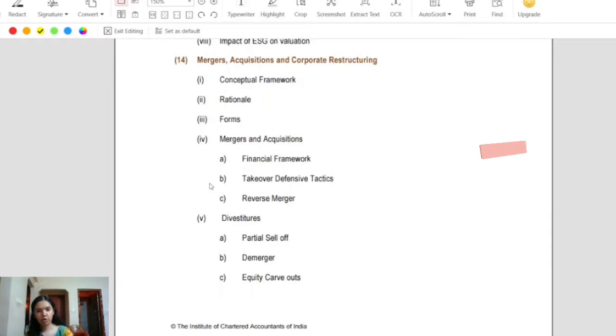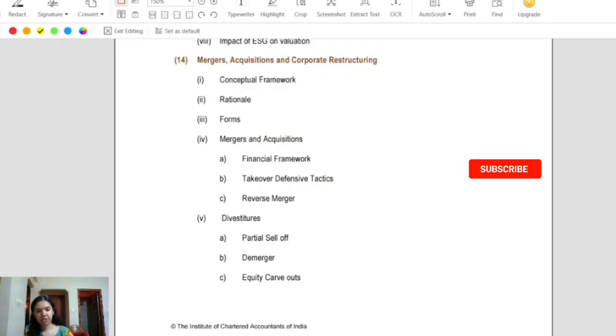Next, moving ahead to chapter number 14, mergers, acquisition and corporate restructuring. This area is highly relevant because it involves multiple aspects such as corporate law compliance, tax implications and financial evaluation. For instance, during an acquisition, it is essential to determine how many shares should be issued and whether cash consideration should be paid. The topic also covers financial due diligence and valuation, both of which are critical for making sound business decisions. Another key concept here is special purpose acquisition companies. These are entities formed specifically to acquire other businesses rather than operating their own.